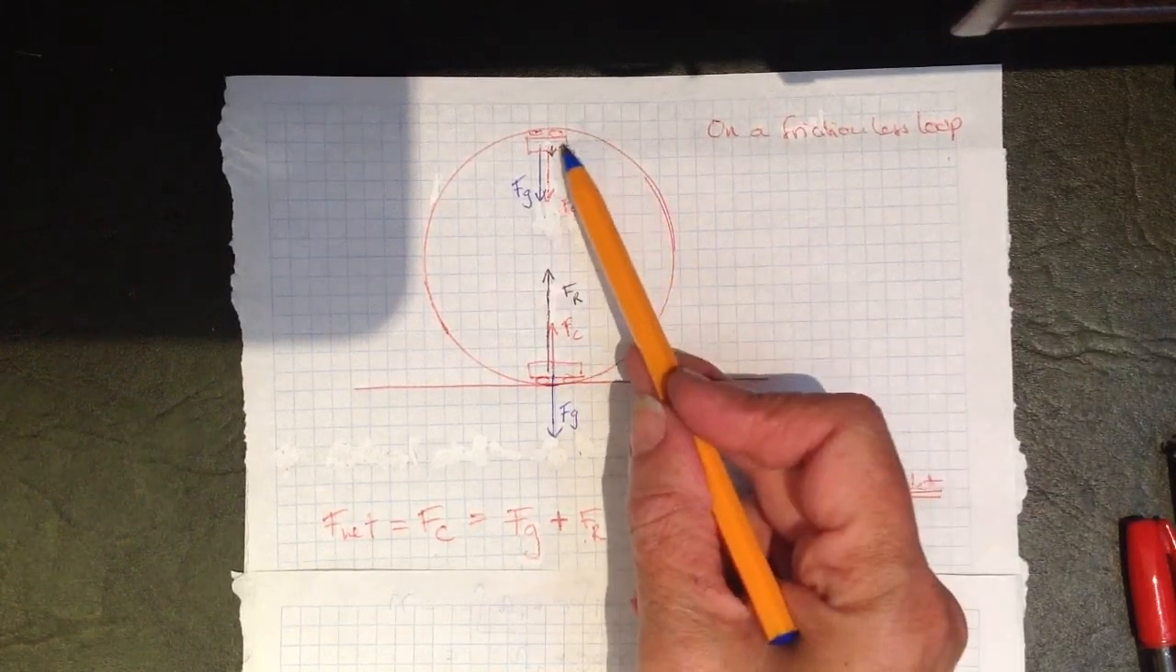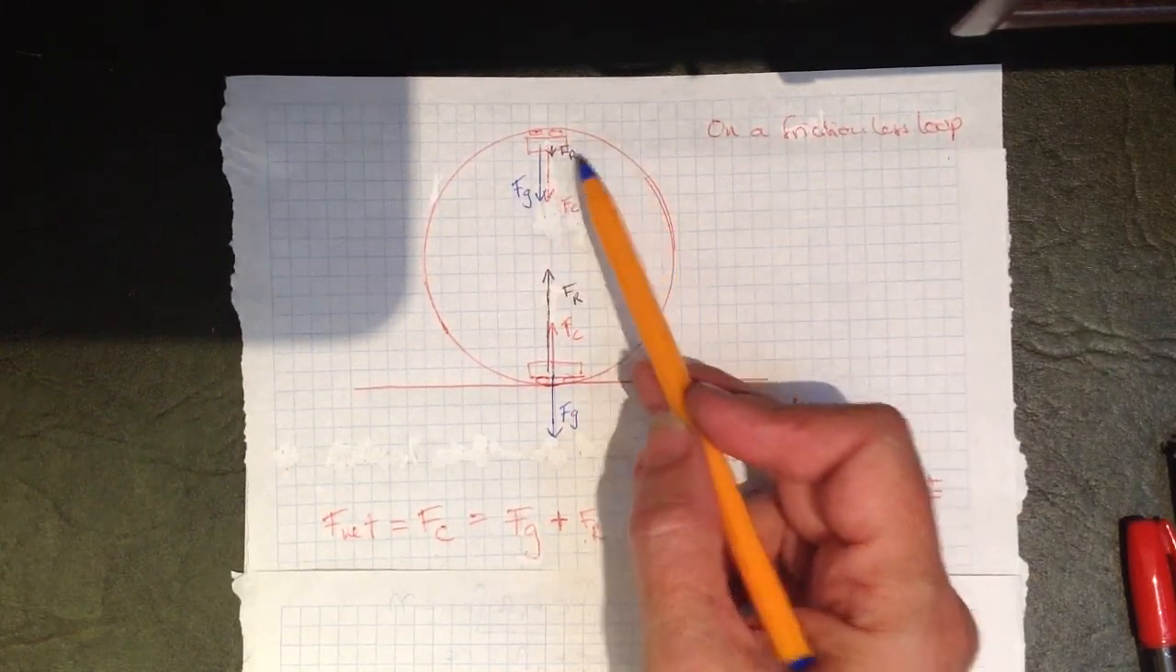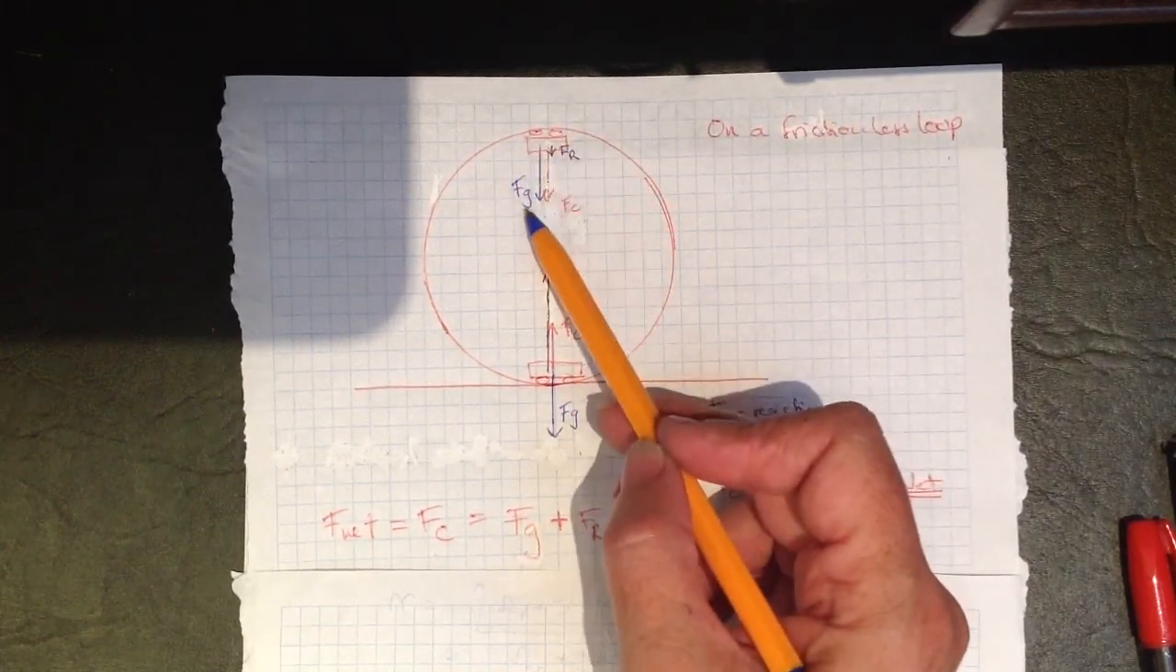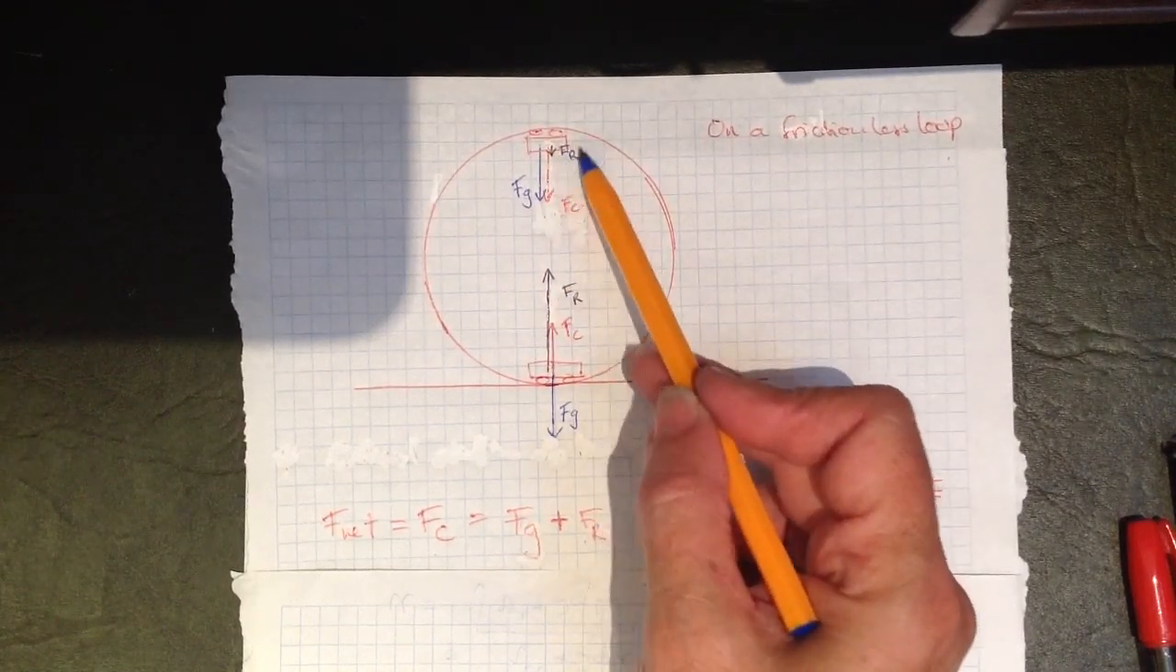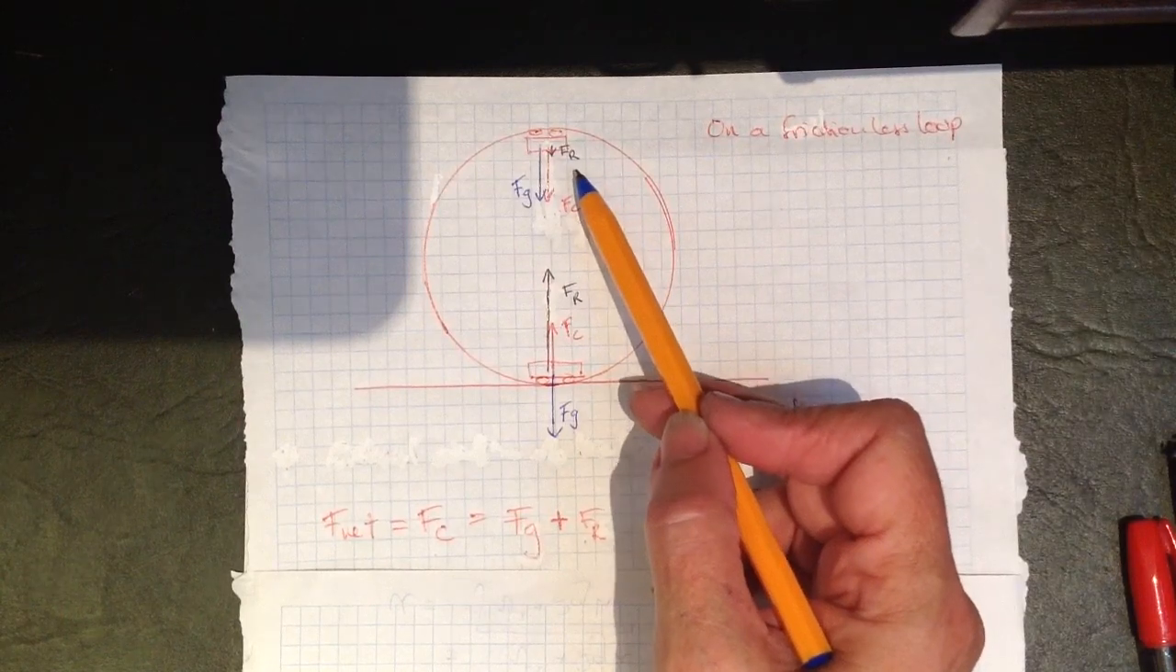At the top of the loop, we have an opposite scenario where the weight force, or the force due to gravity, is providing the centripetal force. And we have a very little or no reaction force at all.